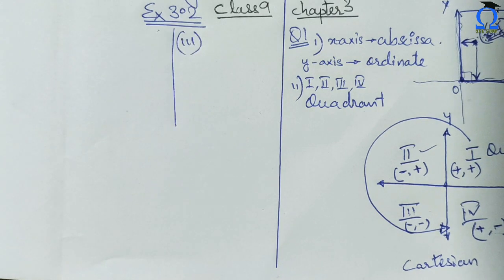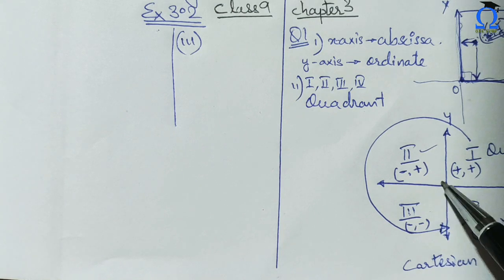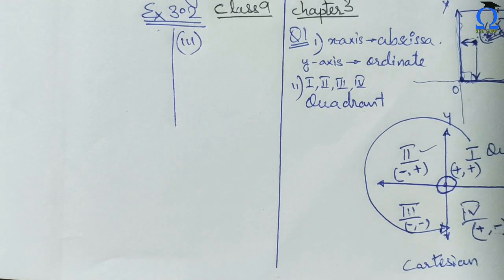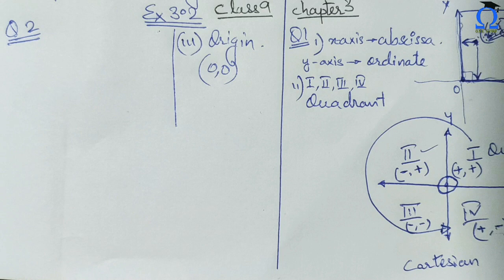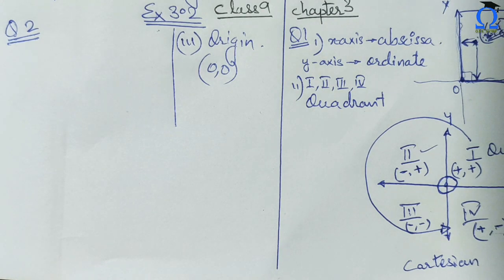Understood? And then we have the third part, that is the name of the point where these two lines intersect. So these two lines intersect at what? This is known as origin, and the coordinate of origin will be 0, 0, because it is the starting of both the lines, so they intersect at 0, 0. Understood? Now let's go to question number 2. Here we need to see the graph and give the answers.